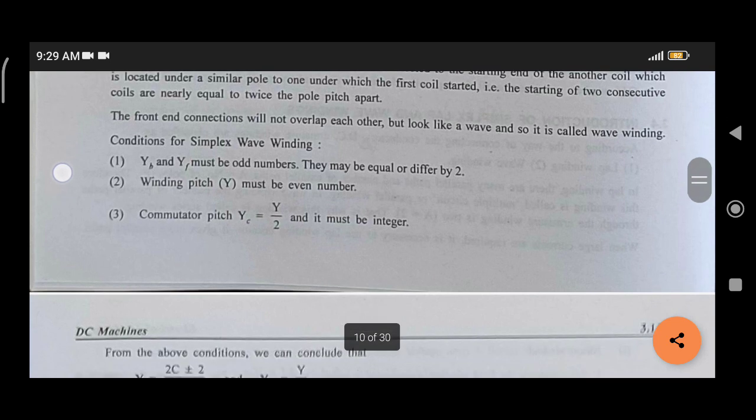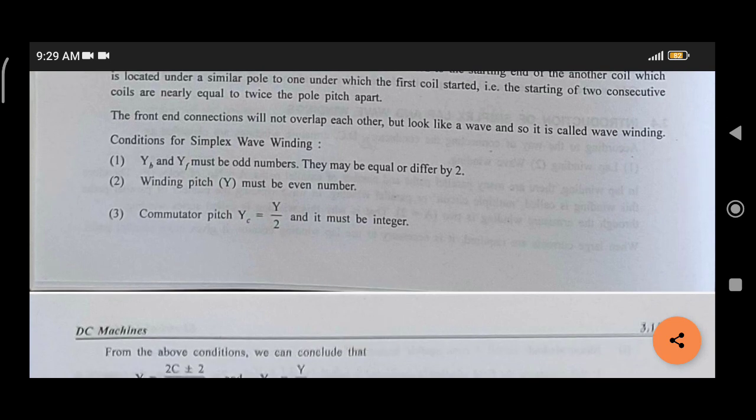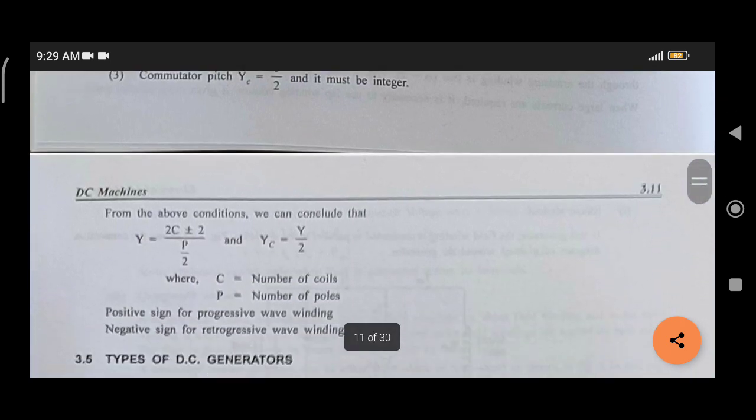Now the conditions are likely similar: YB and YF must be odd numbers and the difference must be 2, but here Y is even, which is a similar condition. YC should be Y by 2. Okay, so this is a different condition from the lap winding, and it must be an integer. And the formula is also different. Here Y is equal to (2C plus or minus 2) by P by 2, and YC is equal to Y by 2. So this is the difference between the lap and wave winding.